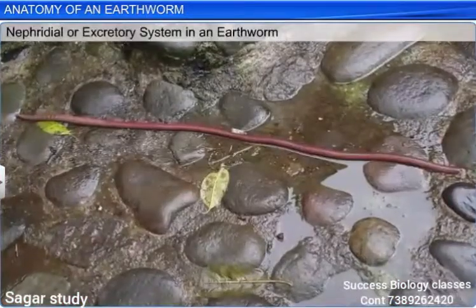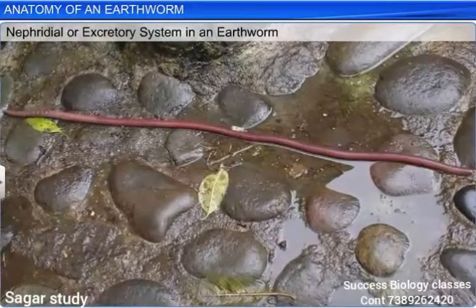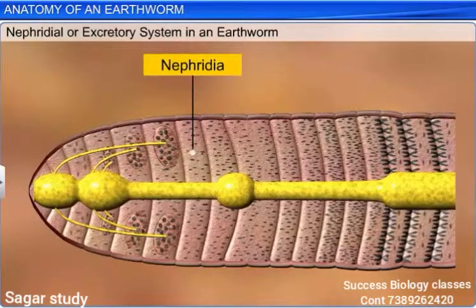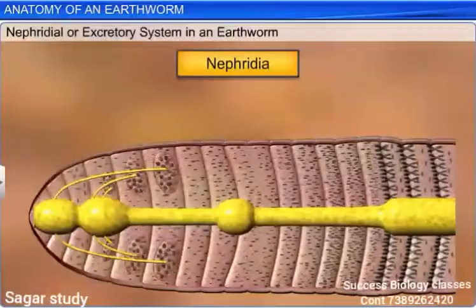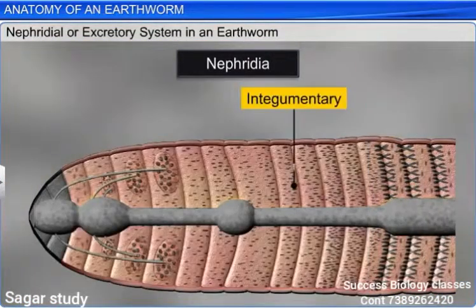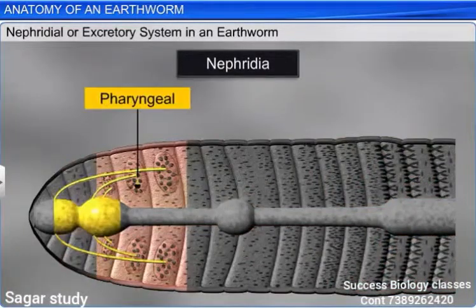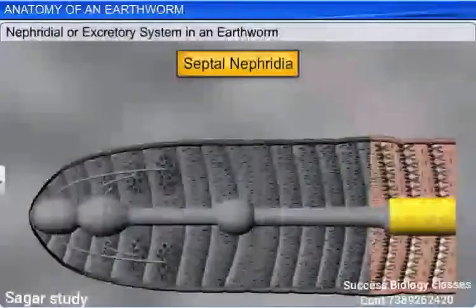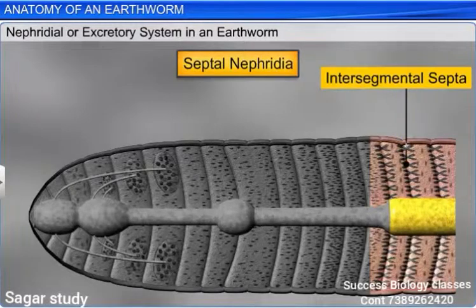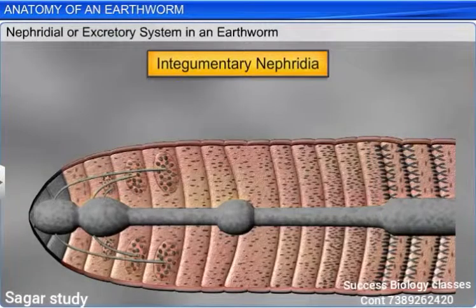The nephridial or excretory system is also part of the anatomy of an earthworm. Earthworms have several nephridia that function as excretory organs. There are three types of nephridia, namely septal, integumentary, and pharyngeal. The septal nephridia are present on either side of the intersegmental septa between the 15th segment and the last segment, and open into the intestine. The integumentary nephridia are attached to the lining of the body wall from the third segment to the last segment and open onto the body surface.